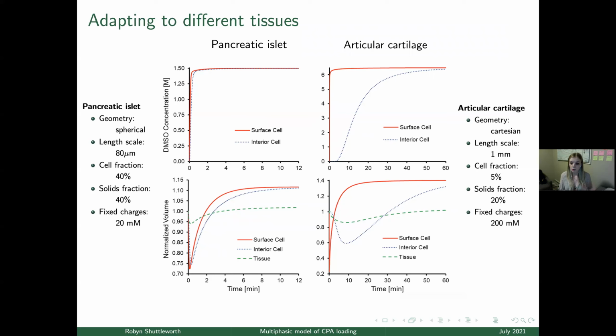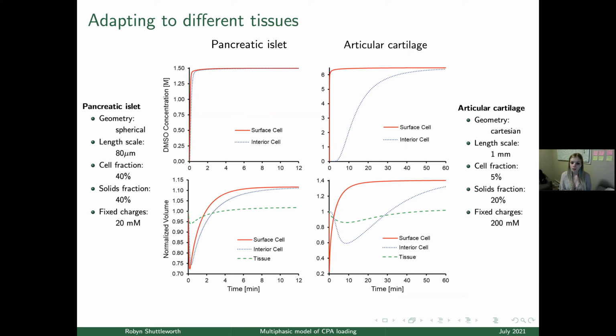And I have put on either side of these the differences in these 2 types of tissue. There are a few differences between the 2, the first of which is that we have to work in a different geometry for these. The length scale is different. The islet has a higher cell and solids fraction compared to articular cartilage. However, it has a much lower fixed charge concentration. And this again is because articular cartilage has a very, very high fixed charge concentration compared to almost any other tissue.